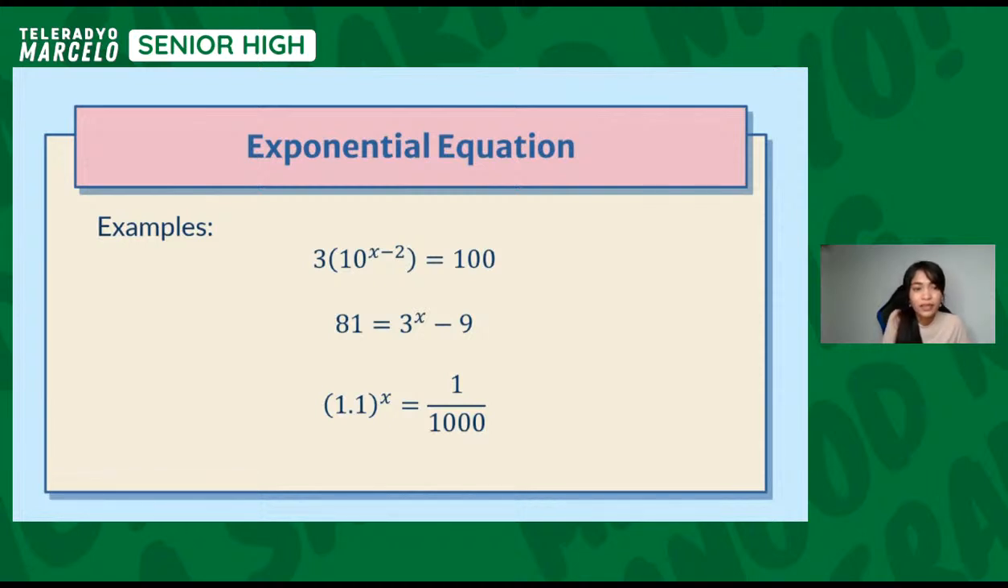So we have here the exponential expression on this side. And it became an equation when we equate it with another value. So this is what makes an expression an equation. And also we have an example, 81 is equal to 3 raised to x minus 9. And lastly, we have the example, 1.1 raised to x equals 1 over 100. So these are all exponential equations.